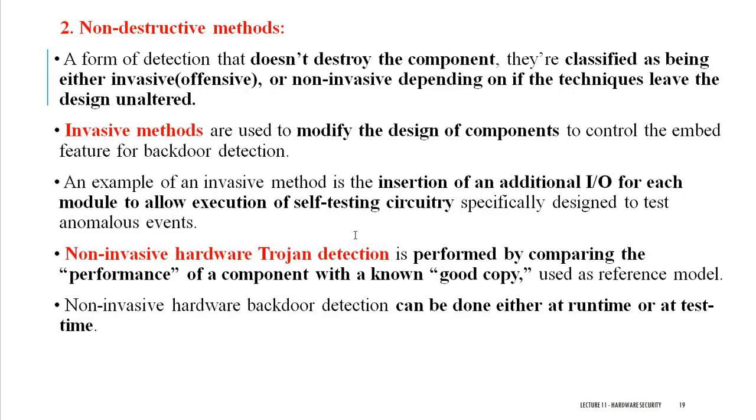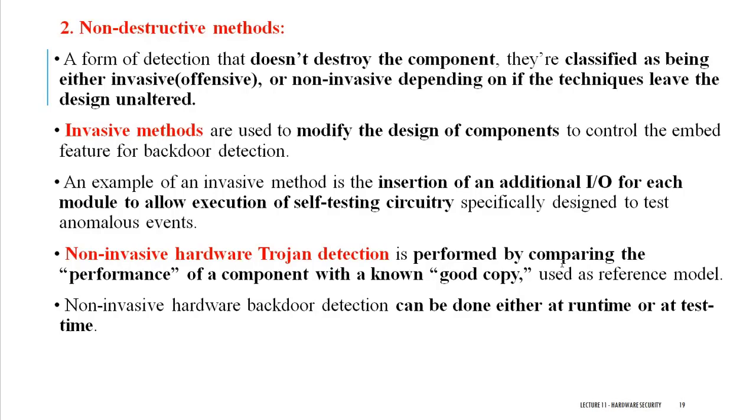Non-invasive hardware Trojan detection is performed by comparing the performance of a component with a known good copy. So we take two hardware devices and check how the component is working. If I have a doubt about my keyboard, I keep two keyboards. I check the first one, and the same thing I check on the second one. If both are the same, then no problem, go to the next step. You compare the performance of your product with a good copy. If both are running, then okay.